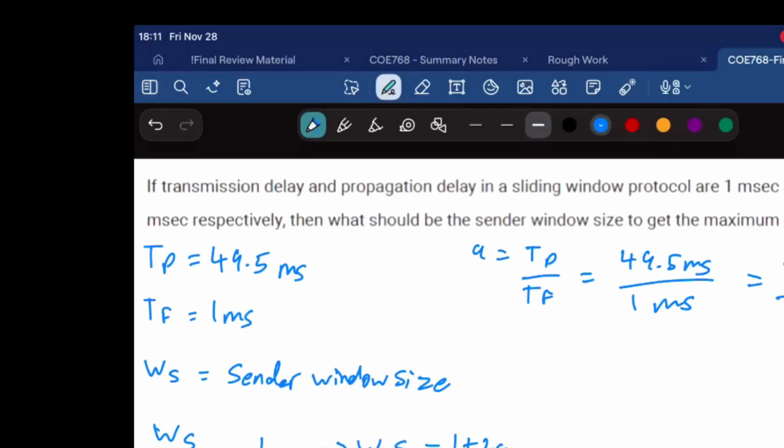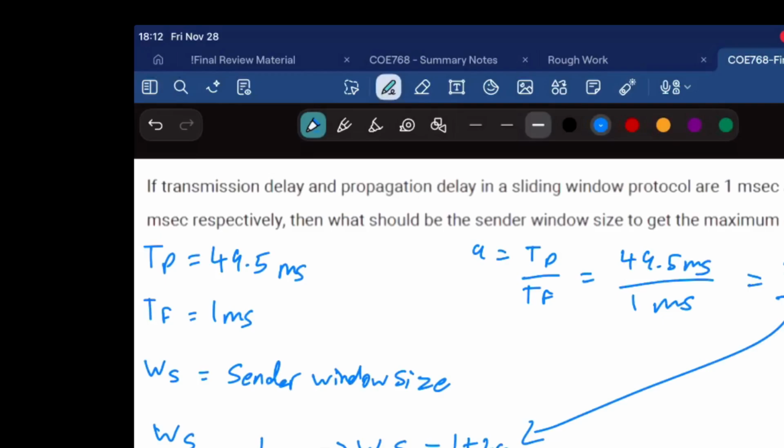That's our A value. And then if we just plug that into the formula here, we get 1 plus 2 times 49.5, which is 1 plus 99, which is 100. So therefore, WS equals 100, and that would be our final answer.